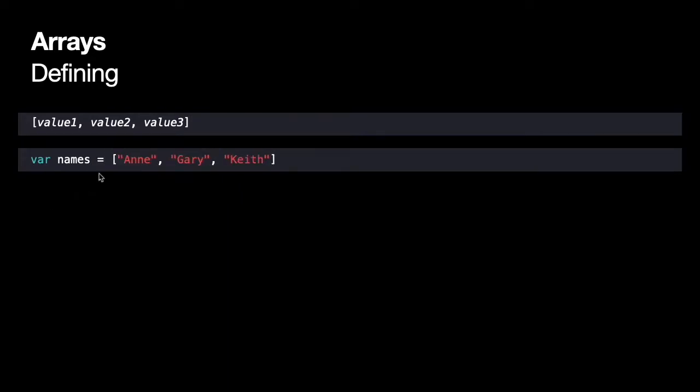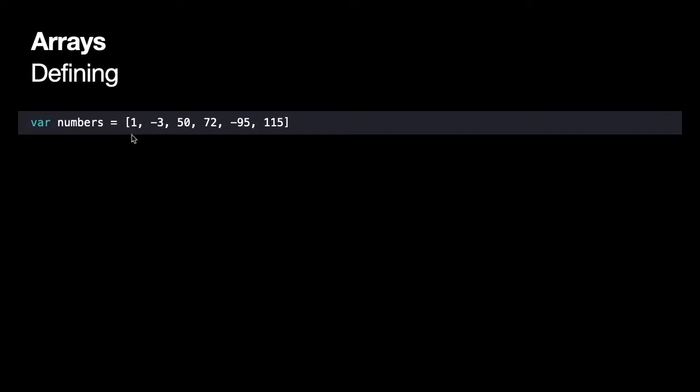Here's the same example where we are allowing the compiler to infer that names is an array of String, and the compiler will do this successfully. Here, we're creating an array of integers. We have the square brackets, and a list of integers separated by commas. The compiler will infer the new variable numbers to be an array of Int. If we wanted a specific integer type, such as Int8, then we would need to explicitly specify that type.